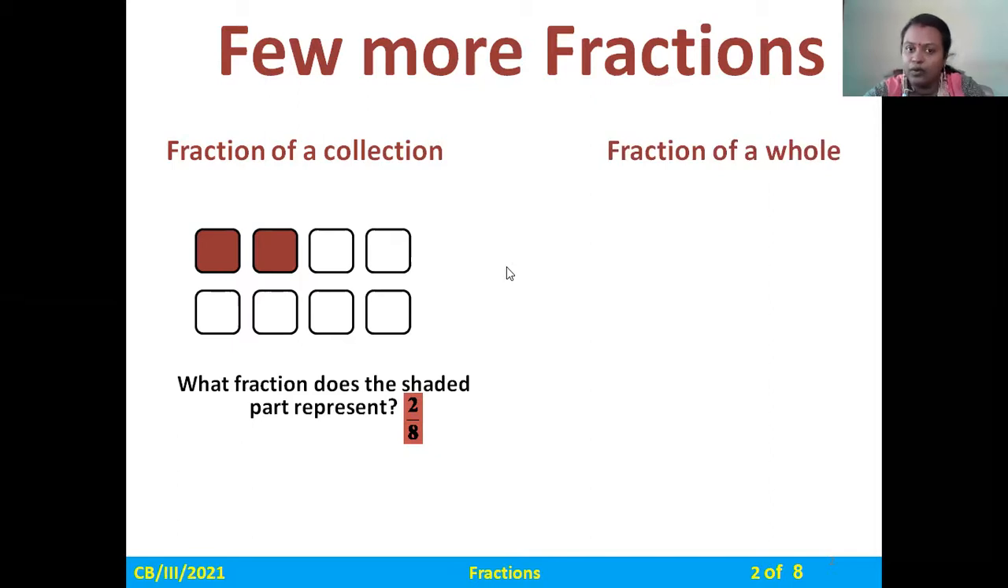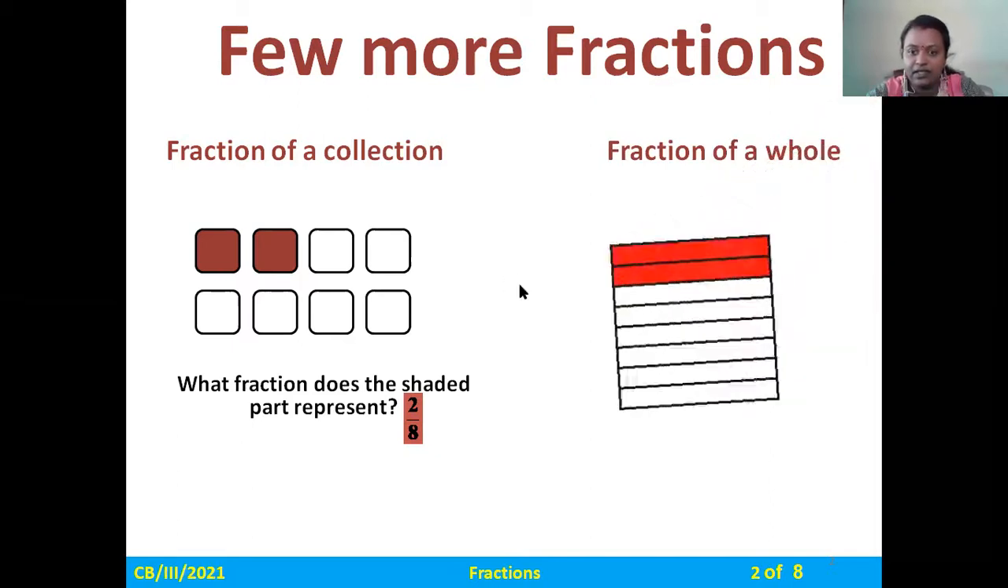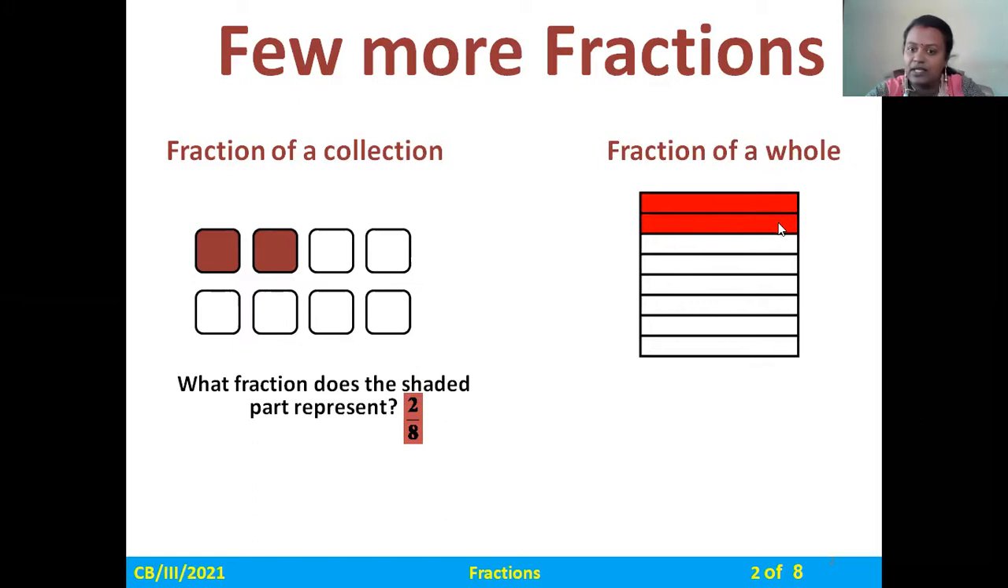Fraction of a whole. The representation. Let us see. As you can see in both the diagrams, the total number of parts is 8 and out of them 2 are shaded. When we say in terms of collection, they are discrete shapes wherein the parts are recognized by shading. Whereas in the case of a whole, the fractions are divided from the one whole part.